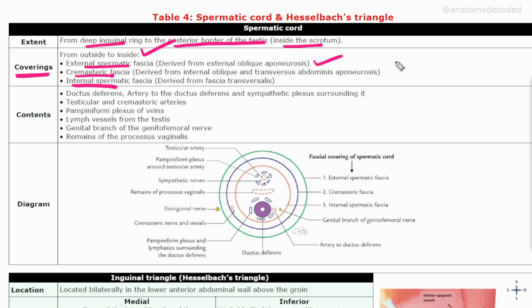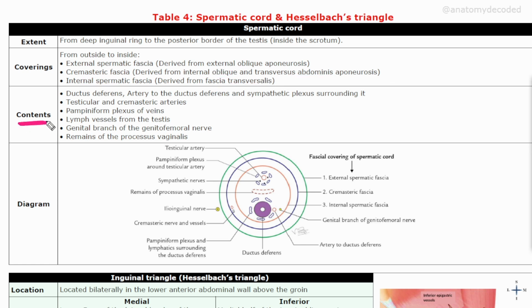And they are derived from one or the other structures from the anterior abdominal wall that is mentioned here. The external spermatic fascia is derived from the external oblique aponeurosis. Cremasteric fascia is derived from the internal oblique as well as transversus abdominis aponeurosis. Internal spermatic fascia is derived from fascia transversalis.